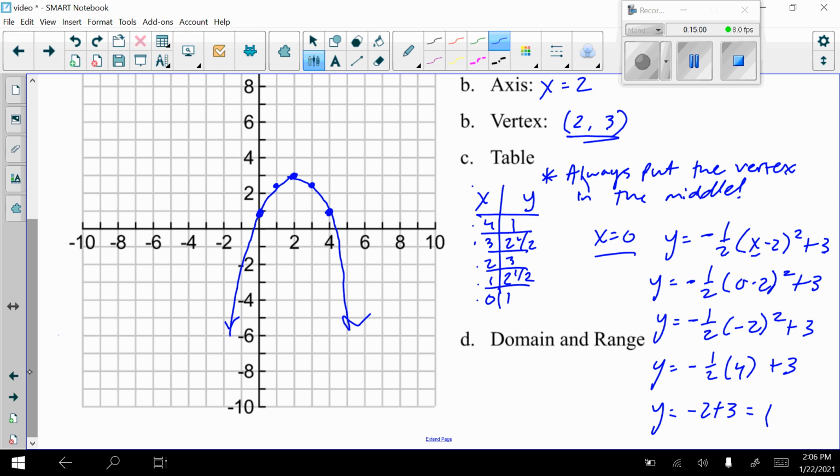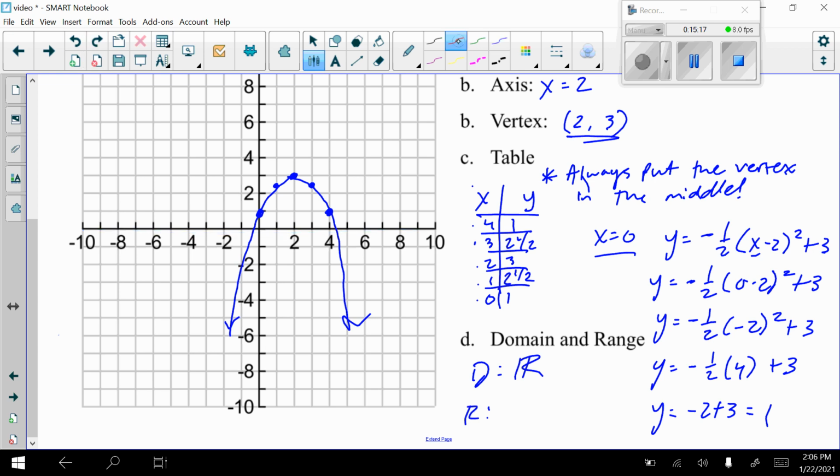Domain and range. Remember, if we're dealing with a quadratic equation or a parabola, your domain is pretty much always going to be the real numbers, which it is in this case. All the real numbers. If I move left and right, the graph never stops. Okay, what about the range?